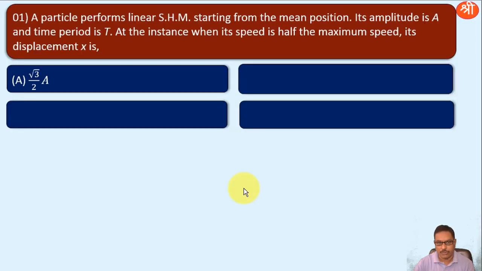What is the first multiple choice question? A particle performs linear SHM starting from the mean position. Its amplitude is A and time period is T. At the instance when its speed is half the maximum speed, its displacement x is, and the options are: A, root 3 by 2 a; B, 2 by root 3 a; C, a by 2; D, 1 by root 2 a. So this is today's first question.